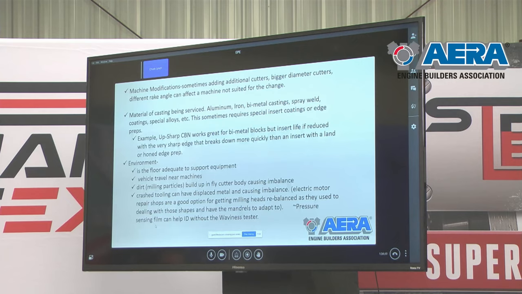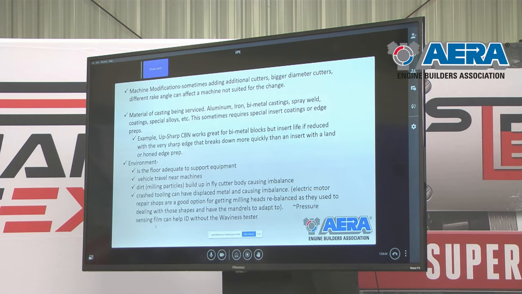Nearly all the diesel stuff is compacted graphite. The 2.7 Ford EcoBoost is a very small engine with a compacted graphite block. So again, back to my earlier conversation, the Upsharp CBN works well for bimetal blocks, but insert life is reduced.